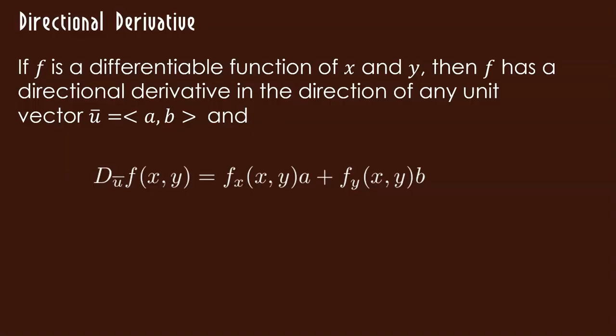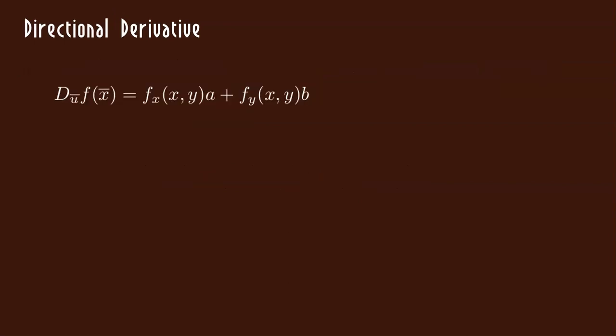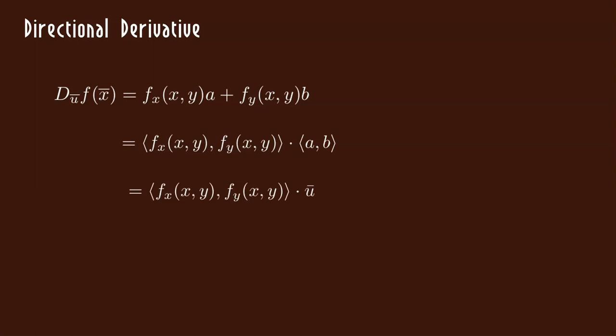First off, some definitions. If f is a differentiable function of x and y, then f has a directional derivative in the direction of any unit vector u of the form <a, b>. And the directional derivative is the partial derivative with respect to x times a plus the partial derivative with respect to y times b. So let's look at this. The partial derivative with respect to x times a plus the partial derivative with respect to y times b. This looks like a dot product. So I've got this vector <f sub x, f sub y> dotted with <a, b>, and <a, b> is that unit vector we had in the first place.